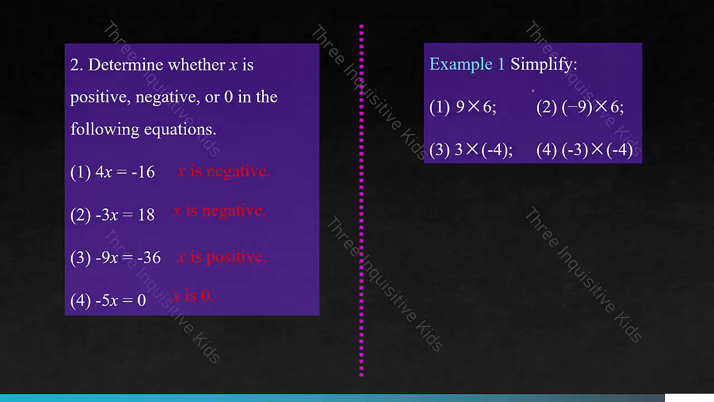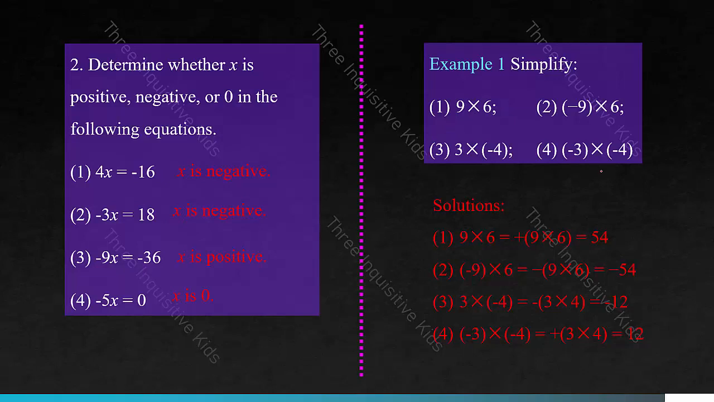Now I want you to simplify these four expressions. For the first one, you have 54, the second one is negative 54, third one is negative 12, and the fourth one is positive 12.